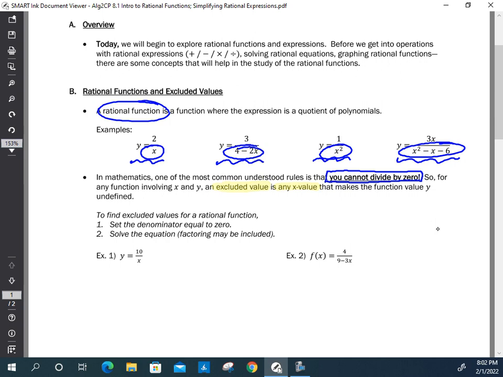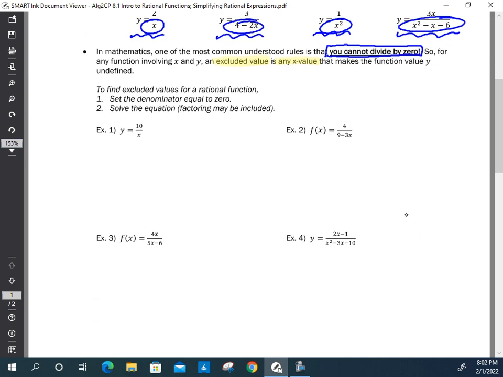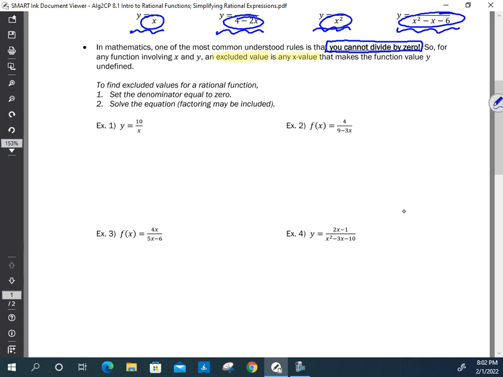To find excluded values is pretty simple. Set the denominator equal to 0, and then solve the equation. Do keep in mind, factoring might be involved. You could have factoring in the problem.